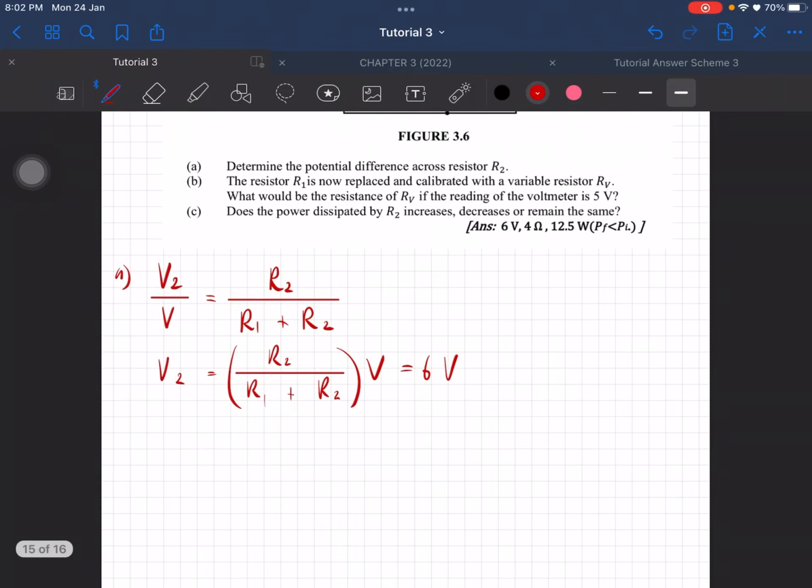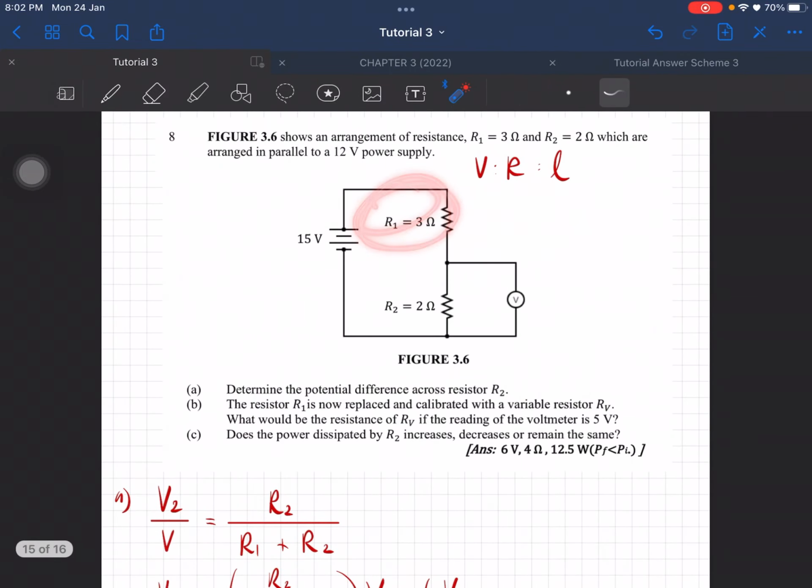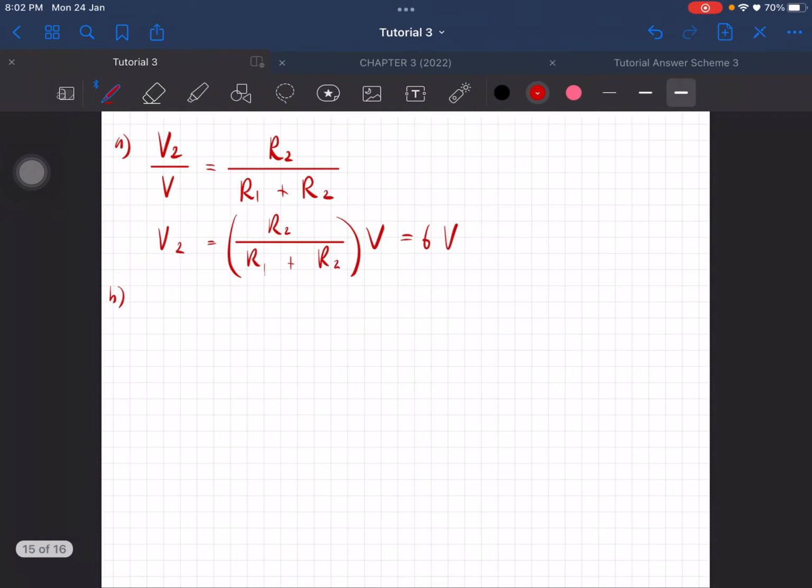Now question B: R1 here is replaced and calibrated with a variable resistor. So now it is RV. What would be the resistance RV if the reading of the voltmeter is 5 volt? The reading of the voltmeter is now 5 volt. Basically we are still using the same concept, except R1 is now a variable resistor.